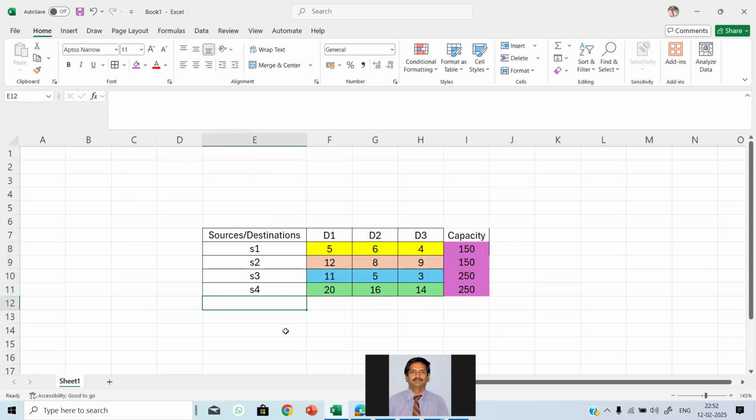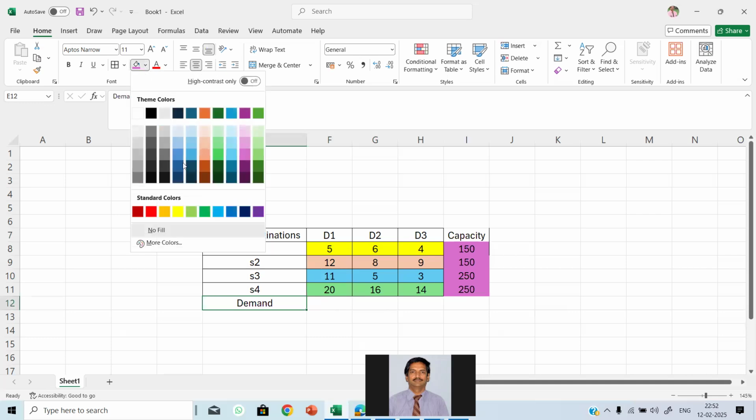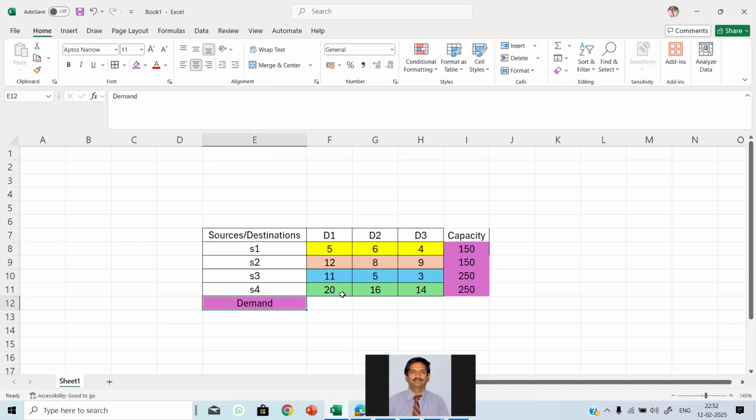Now the destinations have demand, right? So demand I am taking with the same color. So this demand is 100 units. For this it is 200 units. For this it will be 300 plus 500.